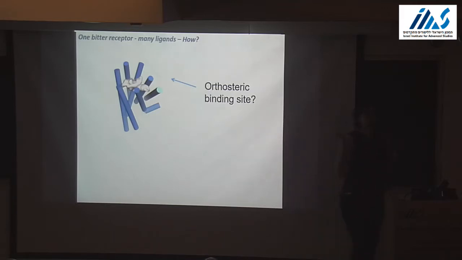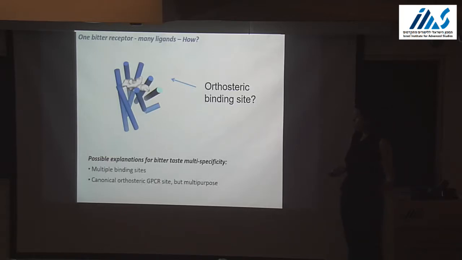the typical family A GPCR orthosteric binding site, is this the same binding site that's responsible also for all this zoo of molecules? Or maybe there are multiple binding sites for agonists. Maybe there is, or maybe it is this canonical binding site, or maybe it's a single site but a different one.